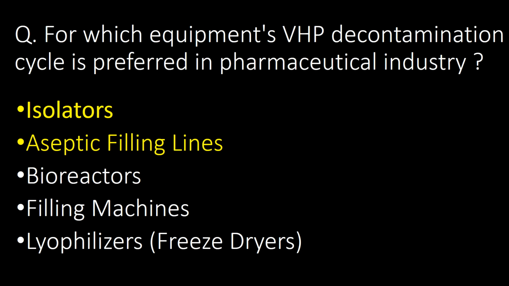For which equipments VHP decontamination cycle is preferred in pharmaceutical industry? Isolators, aseptic filling lines, bioreactors, filling machines, lyophilizer, that is freeze dryers, are the examples of equipments where VHP decontamination cycle is preferred.